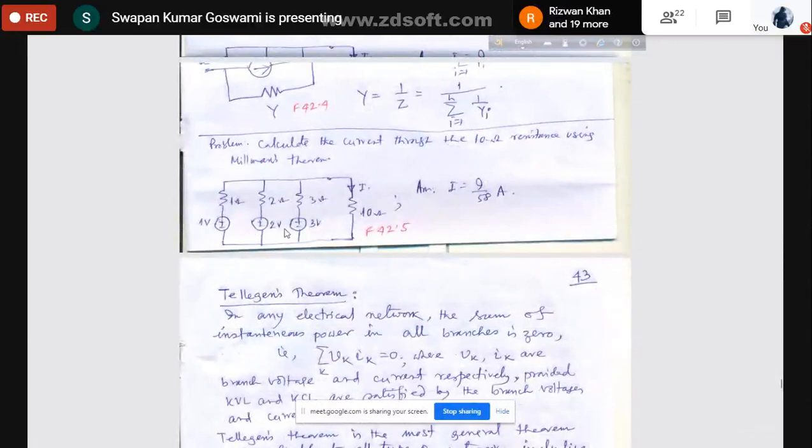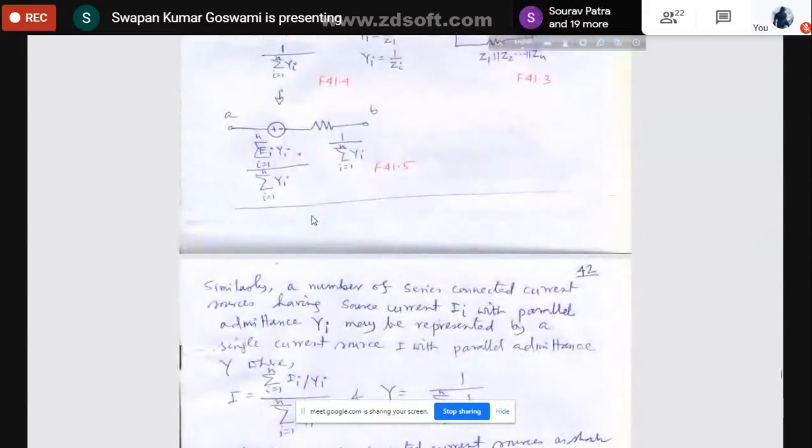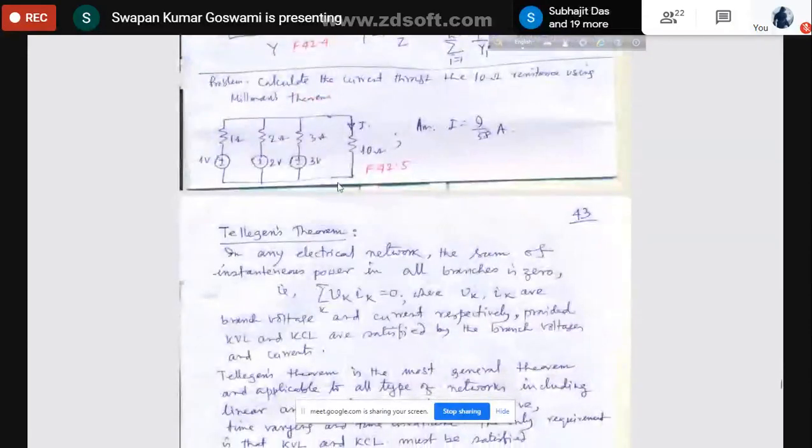A number of voltage sources are connected in parallel, and in parallel with them a load is given. You have to find out the current. I think you can easily find it, because all these voltage sources you may represent as a single voltage source with a series impedance. Now across that, this load is connected, and you find out what the current is. So you can solve it.